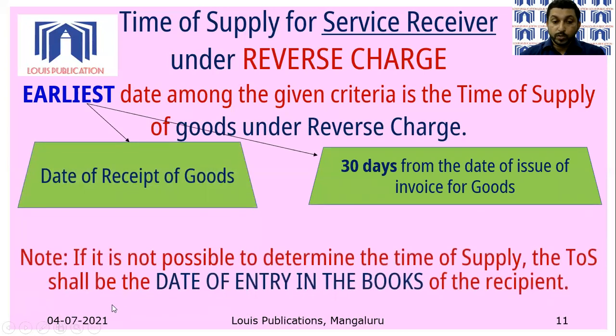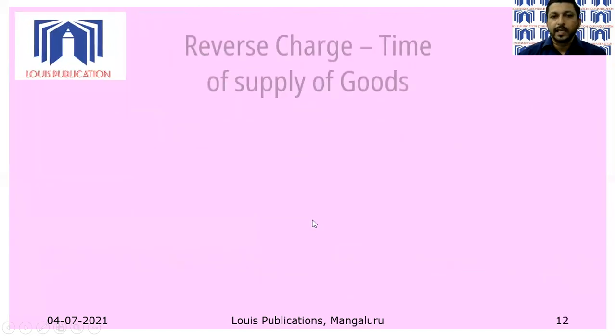Now, if the date of receipt of goods is not given, definitely you won't be able to calculate even 30 days from the date of issue of invoice for goods. If the date of issuing the invoice is not given, you cannot count 30 days. In that case, if it is not possible to determine the time of supply, the time of supply will be the date of entry in the books of the recipient. So this criteria will come into being only when you are not able to use these two. Let's understand an example.